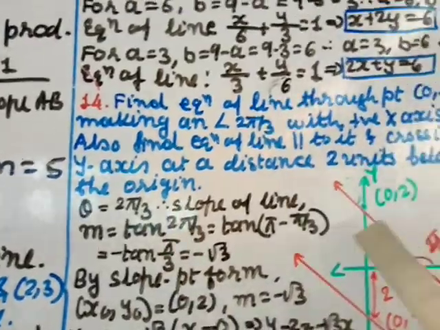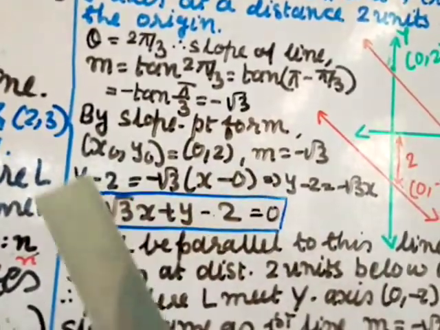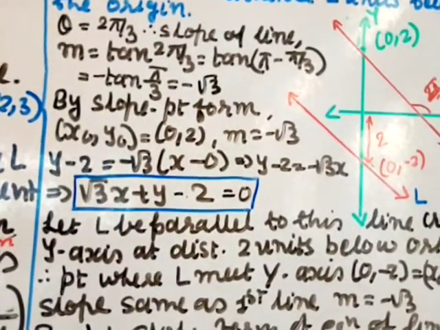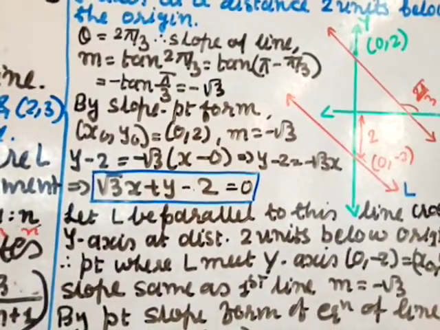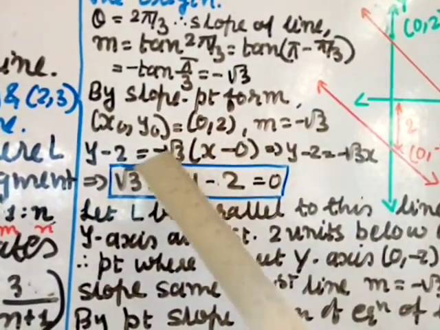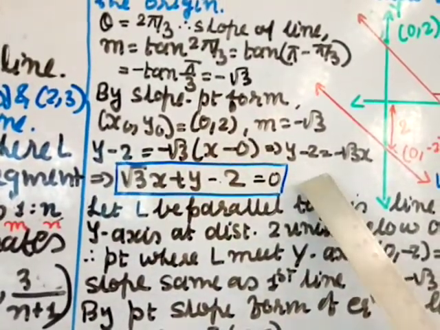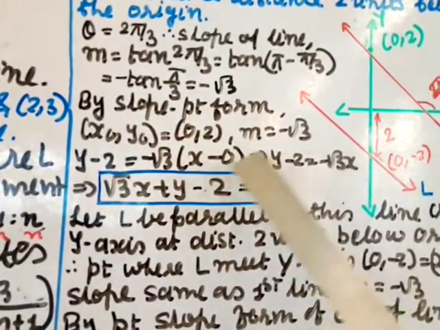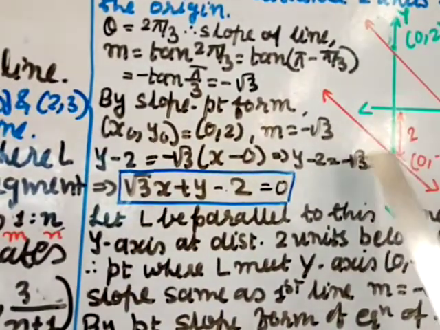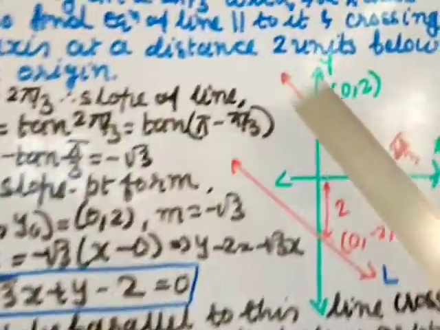Now you have the point, which is given in the question, and you found the slope. So use the slope-point form, where x0, y0 is (0, 2) and m is minus root 3. The equation is y minus y0 equal to m times (x minus x0). So y minus 2 equals minus root 3 times (x minus 0), and x minus x0 is 0 here. This gives y minus 2 equal to minus root 3 x. X should be positive, so transferring it over, the minus becomes plus: root 3 x plus y minus 2 equal to 0. This is the equation of the first line.